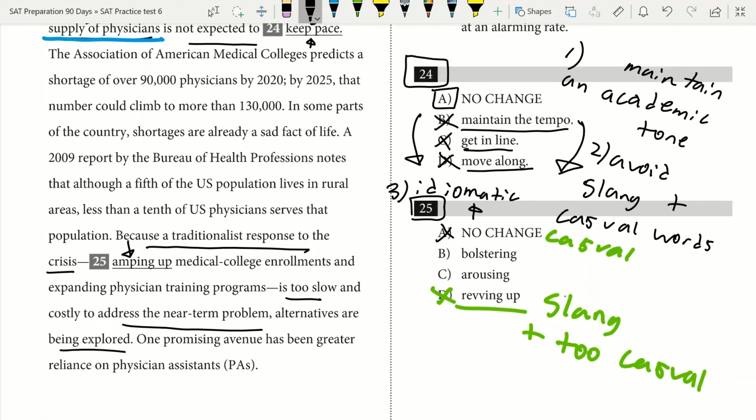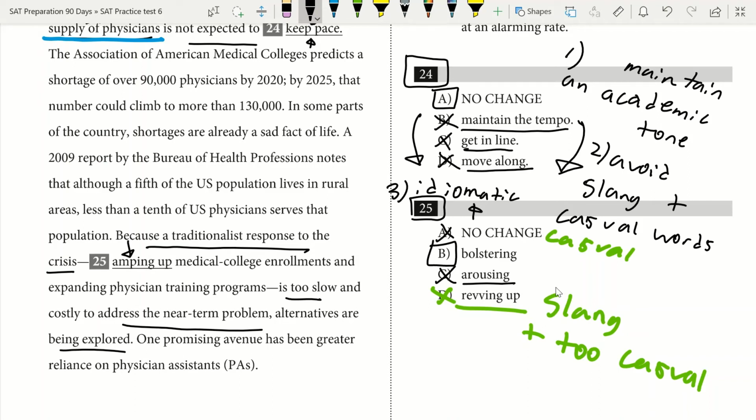Okay, I want to show you why C is wrong. C, the word arousing. We wouldn't say "because of traditional response to the crisis, arousing medical college enrollments," because that is not really related. It's not a correct use of the word arousing, and it also doesn't fit with an academic tone. It's an unrelated word whose definition doesn't really apply here. So C is incorrect. Obviously, answer choice B is correct then.